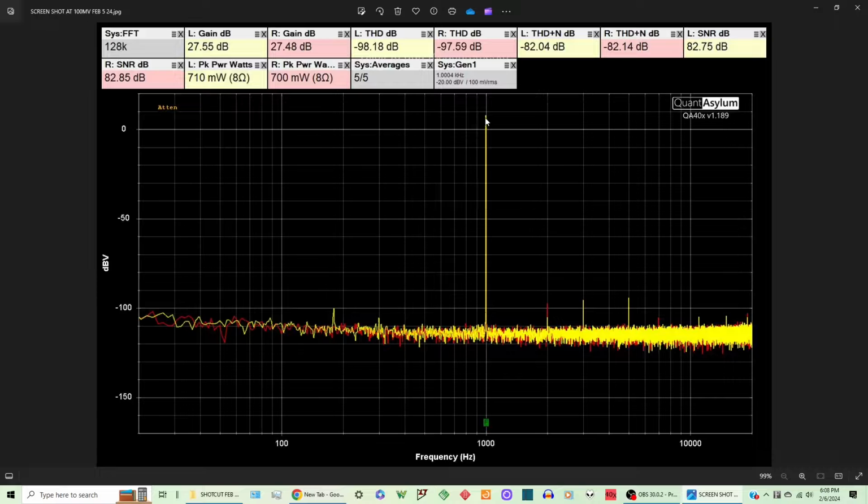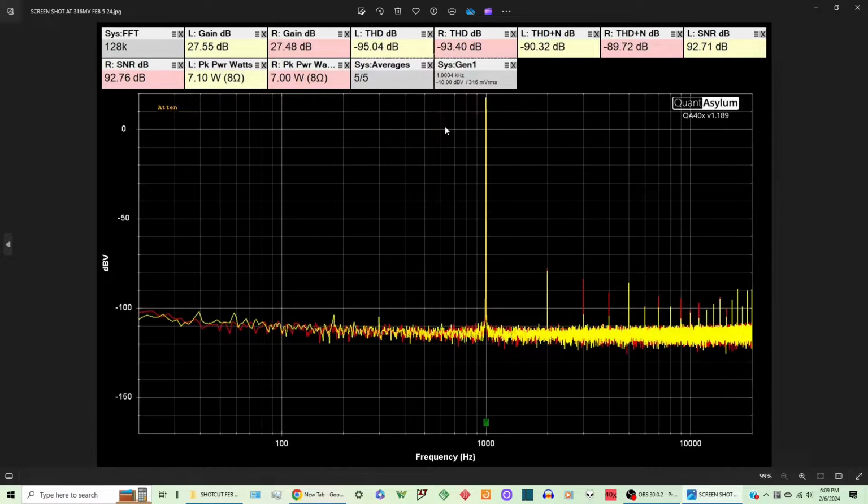This, of course, is the 1 kHz signal, and these are naturally your harmonics here: second, third, fourth harmonic is really buried down there, fifth harmonic. Now let's do something else. Let's take a look and see what happens when we increase the output from minus 20 dBV to minus 10 dBV. Take a look at that in a second.